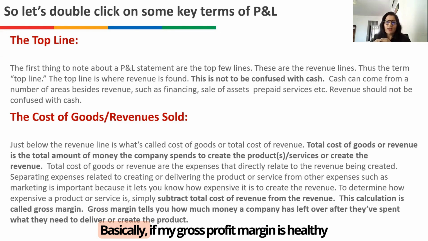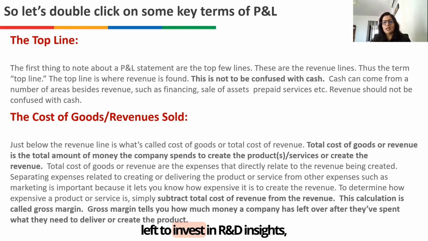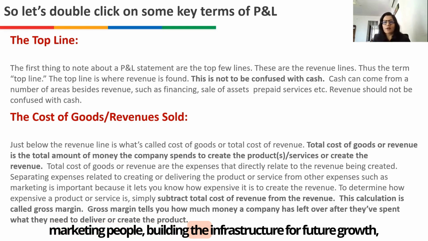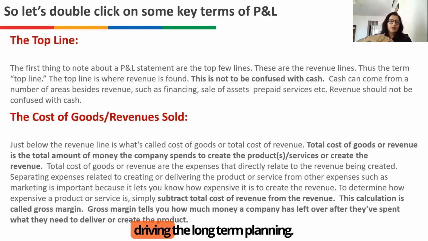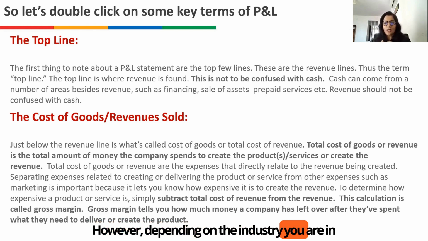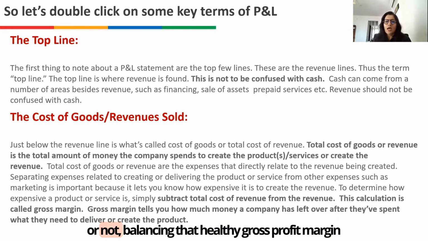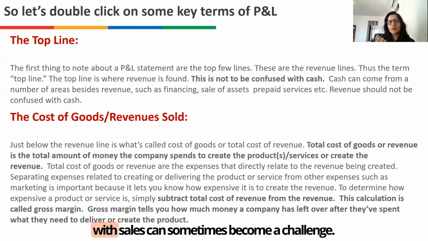So if my gross profit margin is healthy and positive, it means I have decent money left to invest in R&D, insights, marketing, people, building the infrastructure for future growth, and driving long-term planning. Hence a healthy gross profit margin is a must. However, depending on the industry you are in, and how competitive your product is, balancing that healthy gross profit margin with sales can sometimes become a challenge.